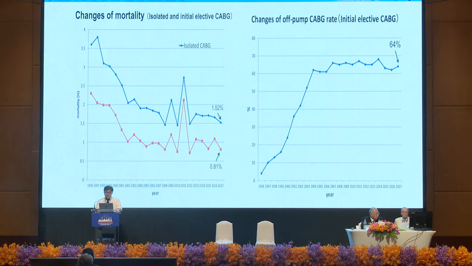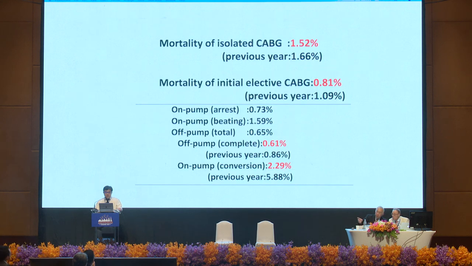On the right-hand side, the figure shows that the rate of off-pump in the early 2000s is so low, below 10%. It keeps coming up to around 60% in 2004. That is the same time that the Japanese Association reduced the mortality rate to below 1%, and the number of off-pump cases also kept increasing. So I think there must be something we should look inside. You see, the crude mortality is 1.5%, but initial elective CABG is below 1%. And if you do off-pump, it's even better.